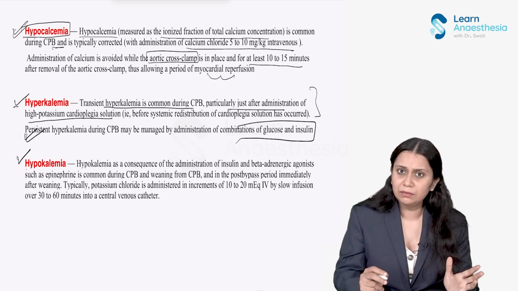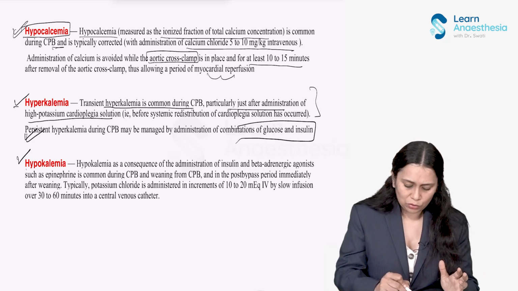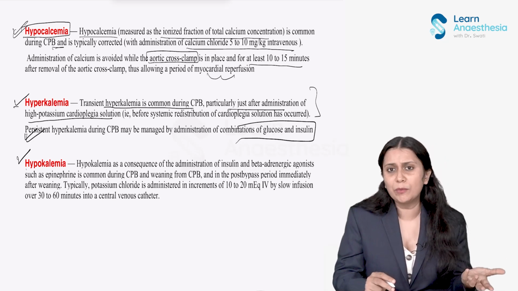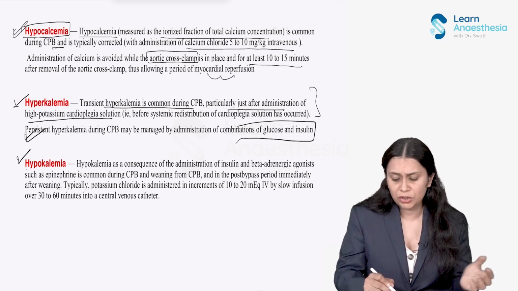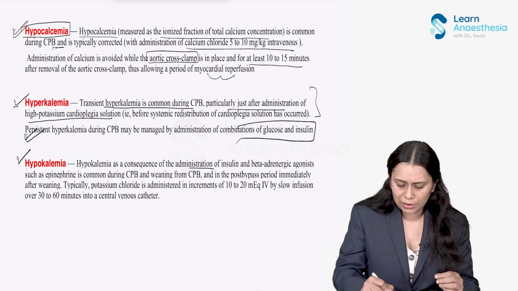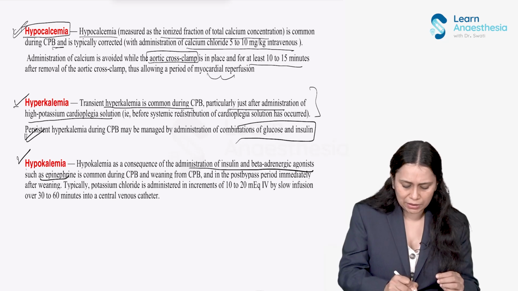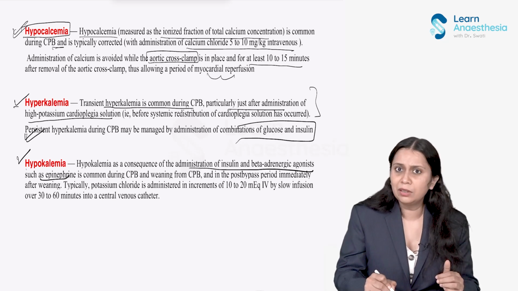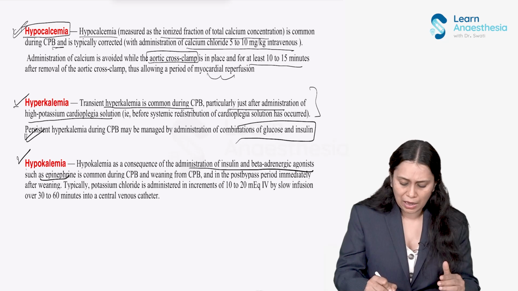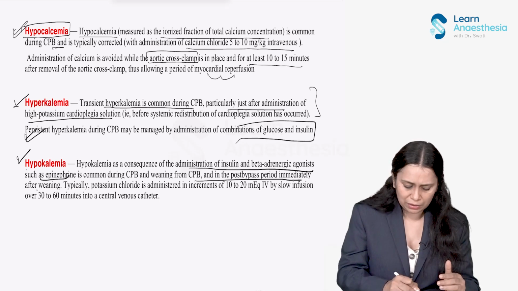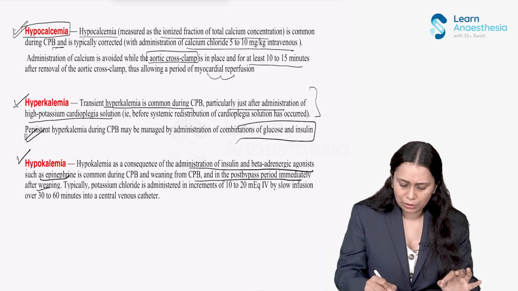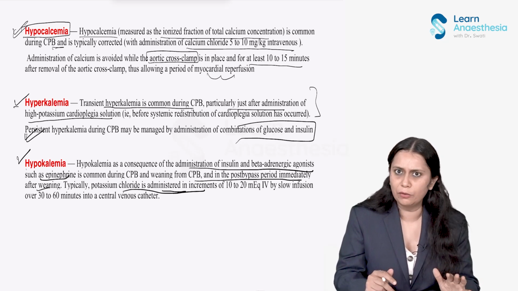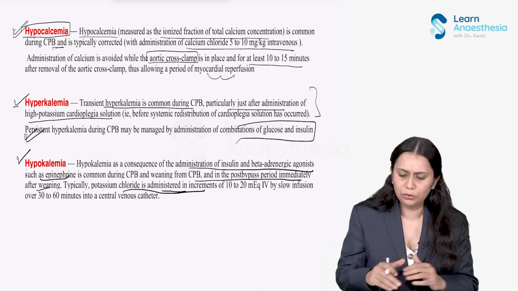Hypokalemia can again be seen. Hypokalemia is also common. Hypokalemia happens because of giving insulin to the patient, adrenaline to the patient, the beta adrenergic agonist. So, insulin, adrenaline administration, etc. can cause hypokalemia. And in the post-bypass period, typically we see hypokalemia. So we should treat it with the potassium chloride solution through the central line, through a slow infusion. So hypokalemia has to be treated.